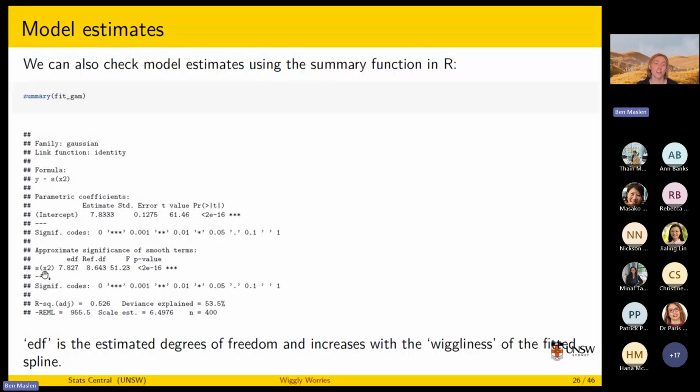It can also be a good check: if the EDF is 1, you're just fitting a linear line, even though you've got all these basis functions and things, so you're better off just doing a linear model anyway.